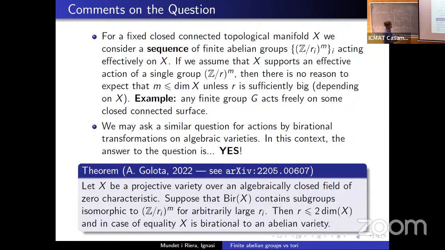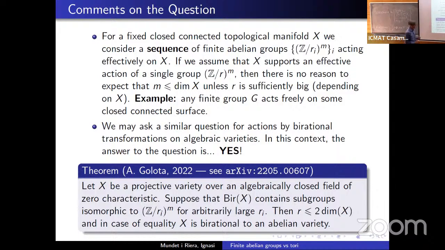And there is a theorem proving this, which says, namely, that if X is a projective variety, the requirement is that the ground field is algebraically closed and of zero characteristic, then if the group of birational transformations contains subgroups isomorphic to Z mod R to the M for arbitrarily large R, then M is less or equal than 2 times the dimension of X. These 2, of course, account for the fact that the dimension is meant to be the complex dimension if you work with the complex numbers. And in case of equality, X is birational to an abelian variety.